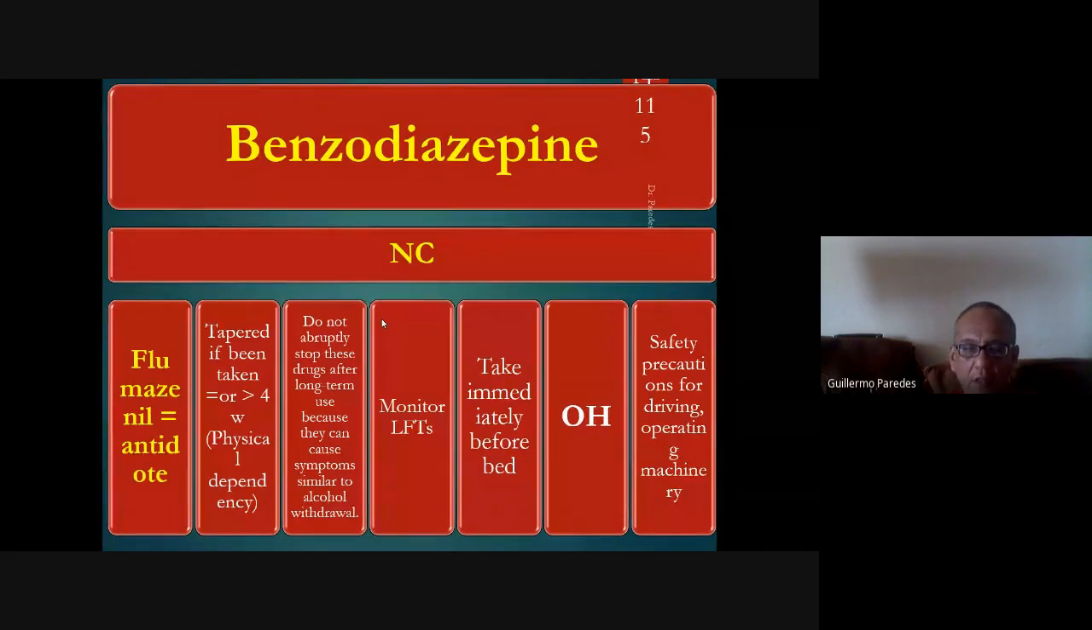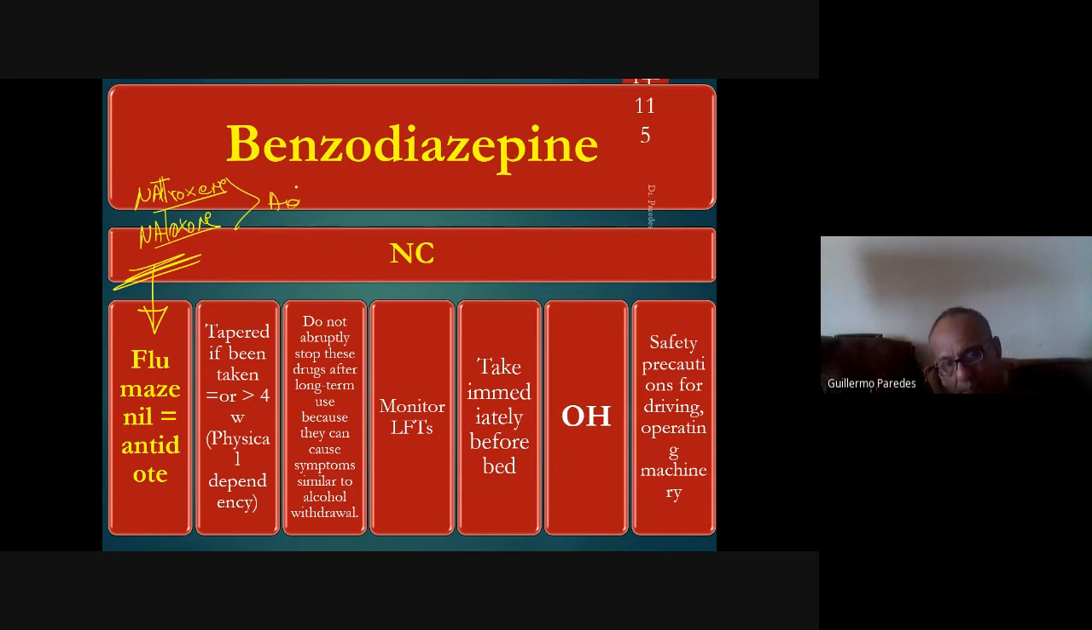All right, so the antidote that you always must remember is flumazenil. Don't get tricked on the exam. It's not naloxone. What is naltrexone? It's the antidote for what? Morphine? Excellent. It's the antidote for morphine. It has nothing to do with this. Benzodiazepine is flumazenil.